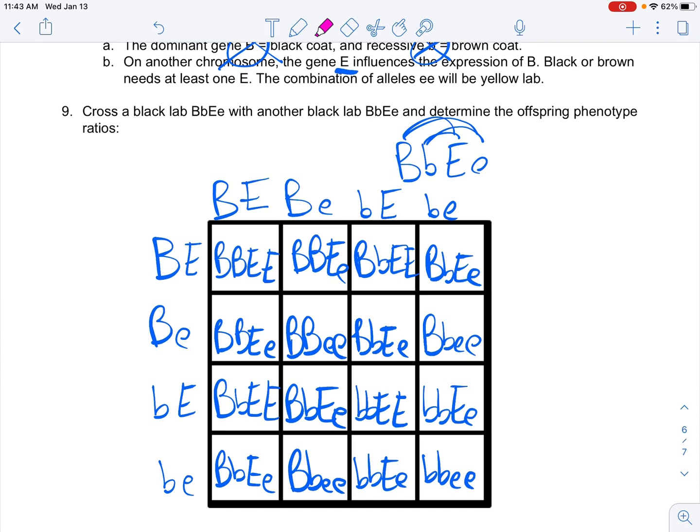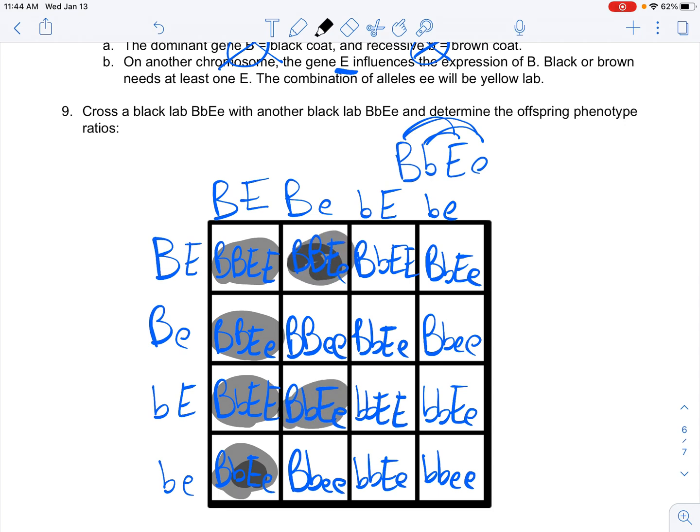Okay, so I'll use this color for black labs. How many of these are black labs? That one is, because you have to have a capital B and you have to have a capital E. Yes, yes. So 9/16 are black labs.